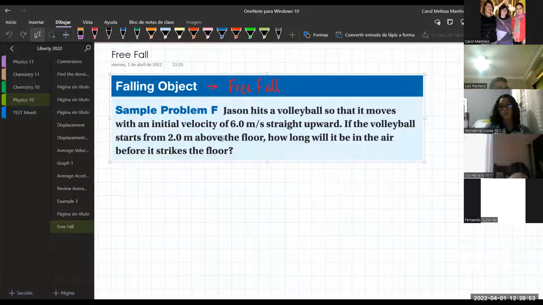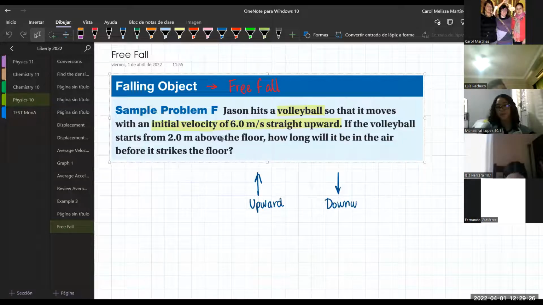Okay, so this volleyball moves with an initial velocity of 6 meters per second. It says straight upward. And here, my guys, we're going to start using the symbols. Remember what we said in the beginning of the school year. If an object goes up, is the sign going to be positive or negative? Positive. So when an object goes upward, we're going to consider a positive symbol, and when it comes downward, we're going to consider a negative symbol.